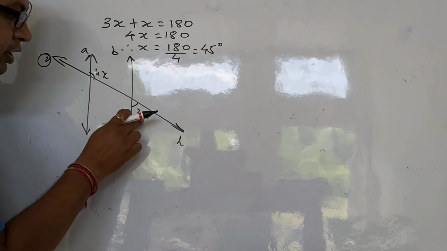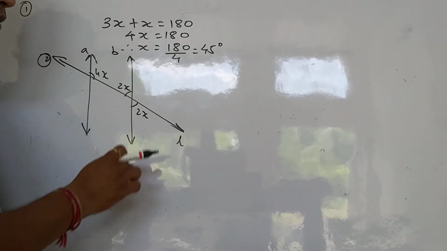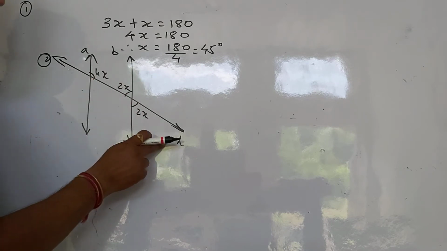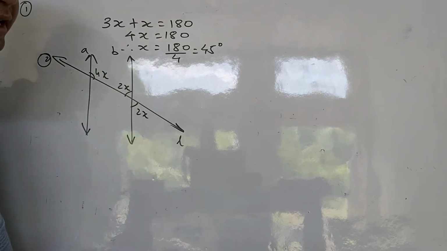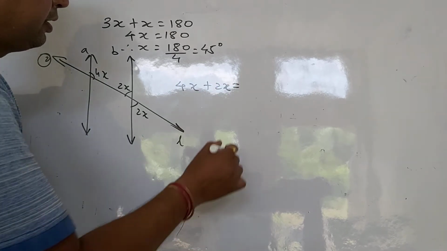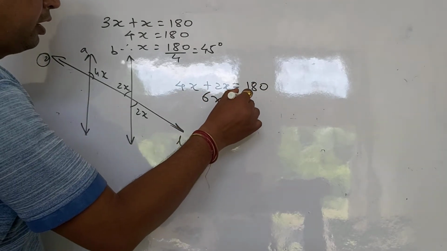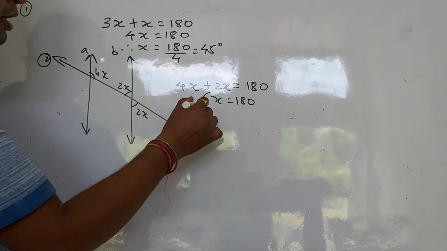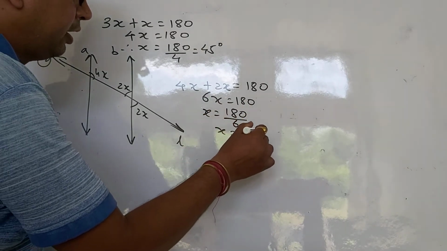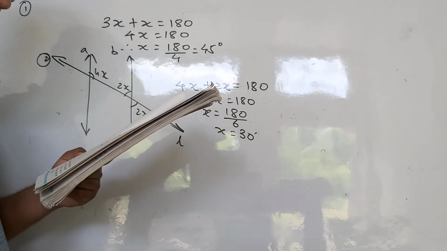For that, this is 2x, so this will also be 2x, as these two angles are vertically opposite angles. Now, as these two lines are parallel and this is the transversal, these both are interior angles. So our property is that interior angles are supplementary. Add these both, you will get 6x is equal to 180, x is equal to 180 by 6, so x is equal to 30. Here option number D. These are the MCQs.